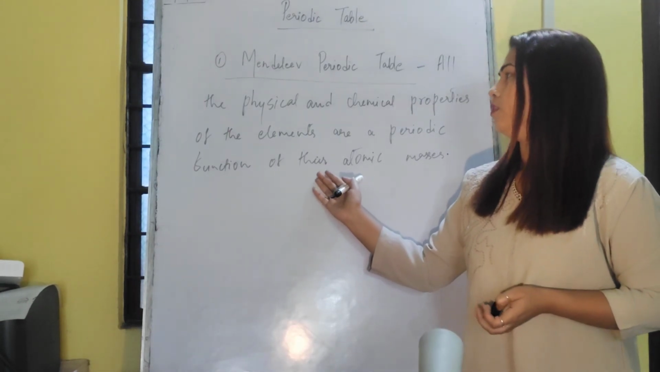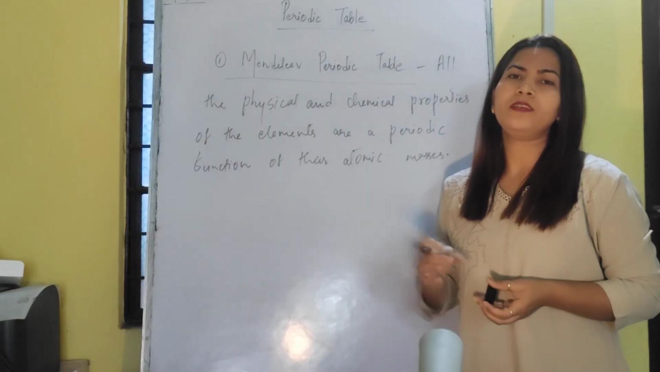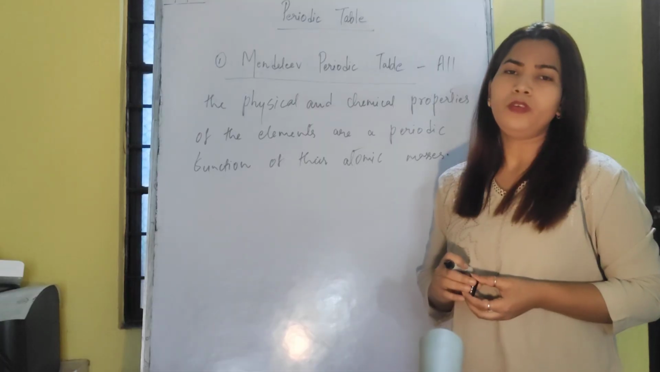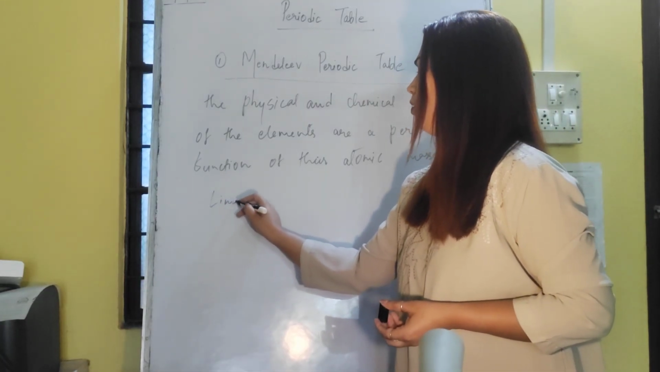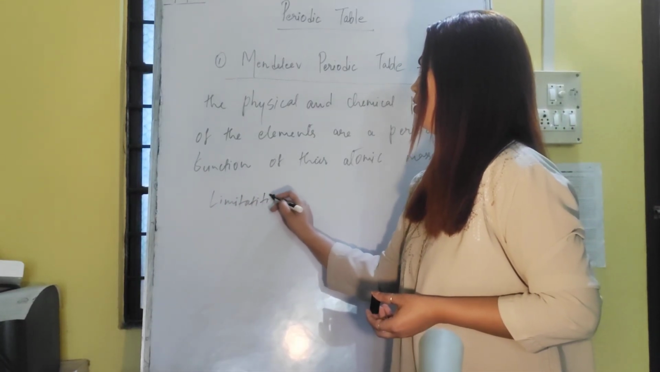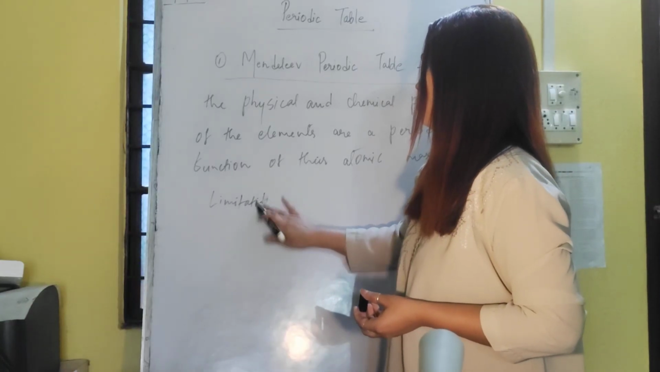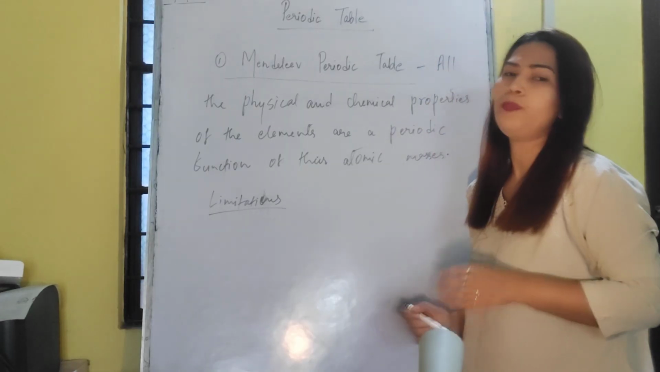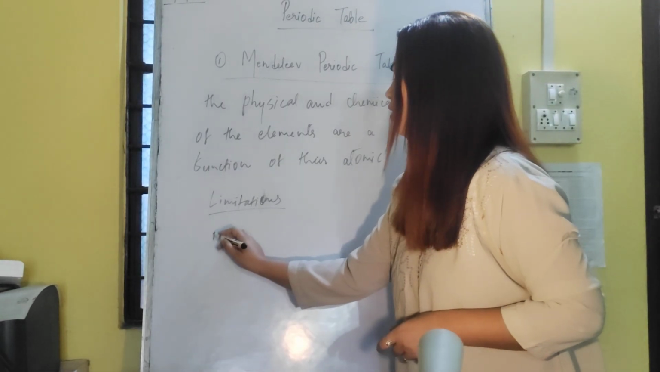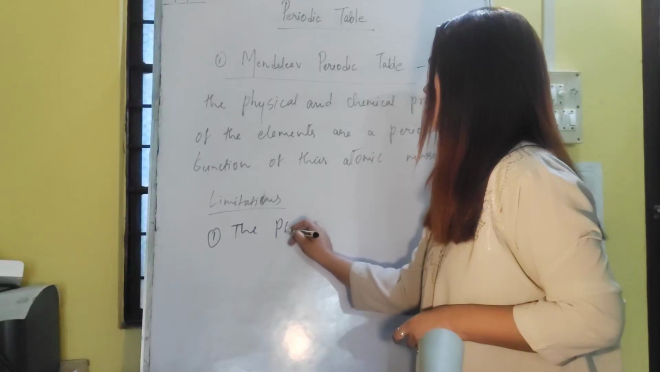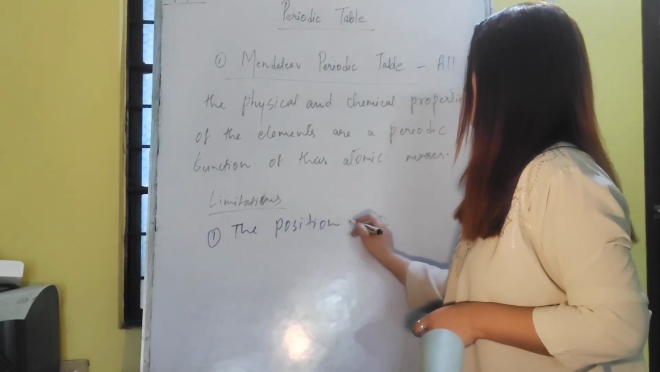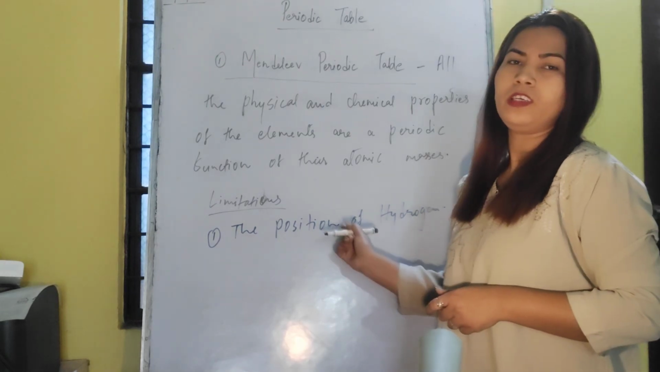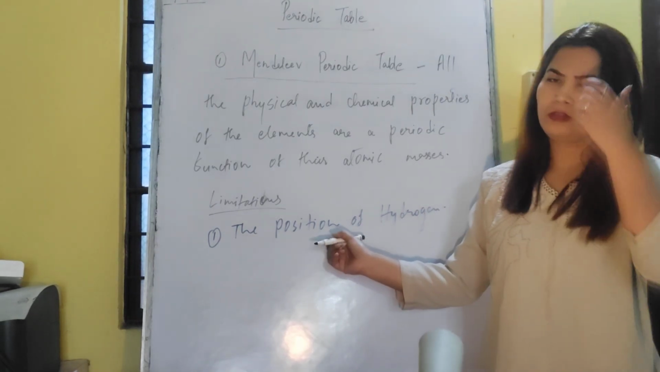But later on, the Mendeleev periodic table faced certain limitations due to which this table was not accepted. A few limitations of this table are: the position of hydrogen was not placed in the periodic table. It was not given a systematic place in the periodic table. So this was the major limitation.